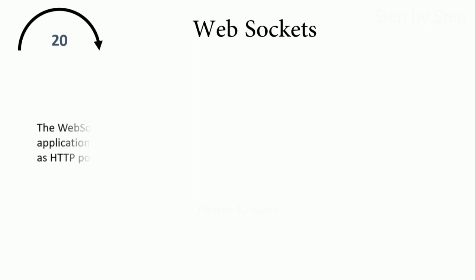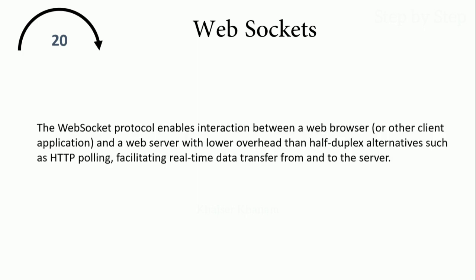Then finally, once we have learned all the concepts, we have to learn about WebSockets. Basically, WebSocket is a protocol that enables interaction between a web browser and a web server. A web browser is nothing but our browsers: Chrome, Internet Explorer, Firefox, any browser. And a web server is where our data is stored. It works with lower header overhead than half duplex. Half duplex means that if I am the sender and you are the receiver, we can both communicate, but not simultaneously. Only one person can communicate at a time.